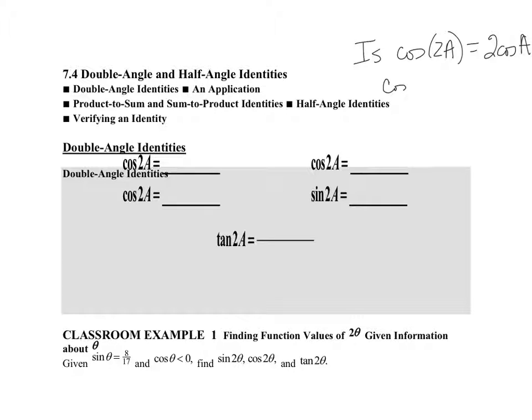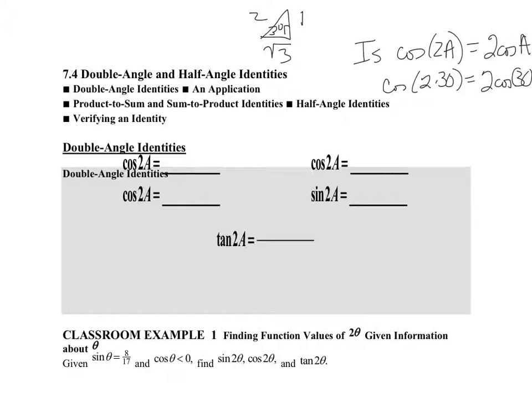So if I were to put in 30 degrees, here's what I'm asking. Would the cosine of 2 times 30 be equal to 2 times the cosine of 30? Now, if I look at that 30, 60, 90 triangle, this is my 30, that means the 1 is across from the 30, square root of 3 is here, and the 2 is here, okay?